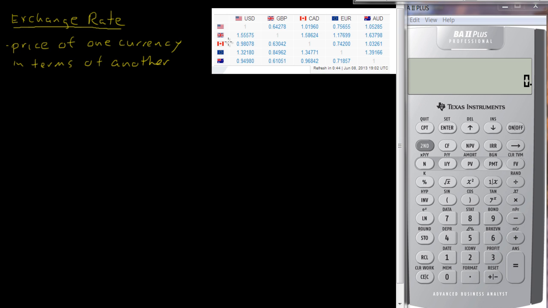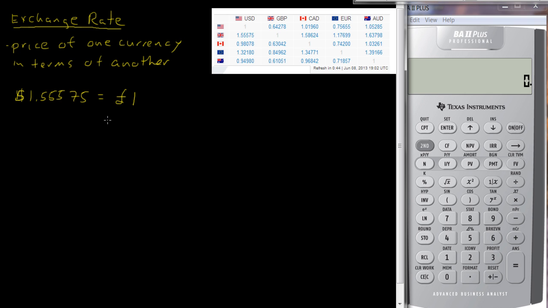So let's take a look at some of these numbers. Here it takes 1.55575 US dollars to buy 1 pound sterling. So a little more than $1.55, about $1.56 US to buy 1 pound sterling. All right, so let's write that down. So we have this exchange rate here where it takes 1.55575 US dollars to buy 1 pound sterling, 1 British pound.